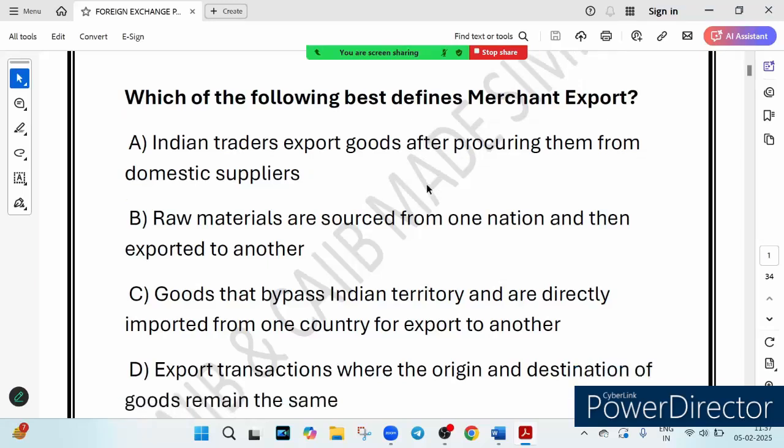is in front of your screen. It says, which of the following best defines the merchant export? So let's see the options.